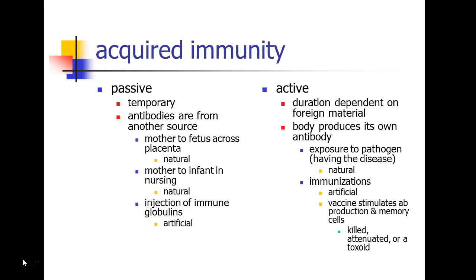The two naturally occurring ones are, obviously, the mother shares her antibodies. They get into the fetus's bloodstream by way of the placenta. And then, of course, if a mother nurses, the mother's milk has her antibodies, and she's giving those to the baby as long as that occurs.